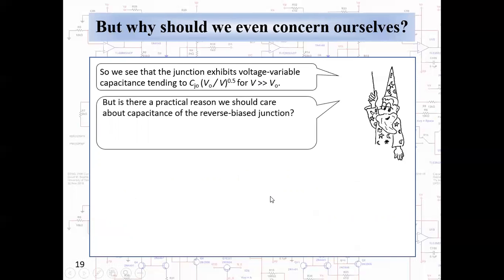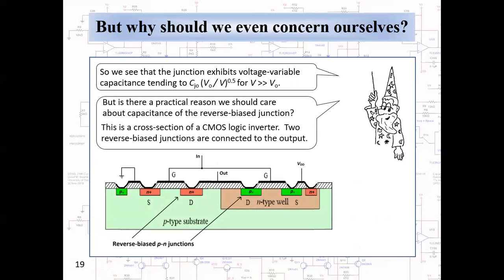But okay, is there a practical reason now we should care about the capacitance of reverse bias junctions? Well, here's one example. Here we have a cross-section of a CMOS logic inverter, which is the simplest logic block in today's dominant digital technology. Here's the output node, and you see we have two reverse biased PN junctions that are connected to the output of this digital logic gate. Here's one, here is the other.